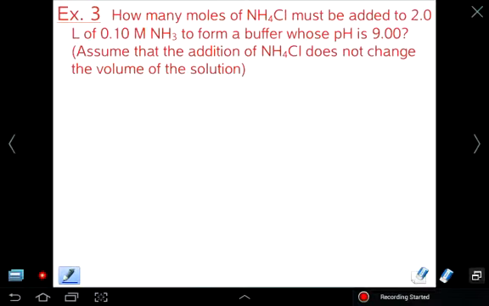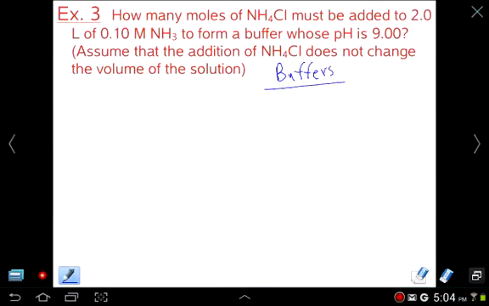Chapter 17, Lecture 2. In the previous lecture, we talked about buffers, and we decided to leave this example problem for Lecture 2 as a review of the idea of buffers. Recall that buffers contain both a weak acid and its conjugate base pair. Because you have both an acid and a base, a buffer can handle any strong acid and any strong base, neutralize them, and then keep the pH roughly steady.